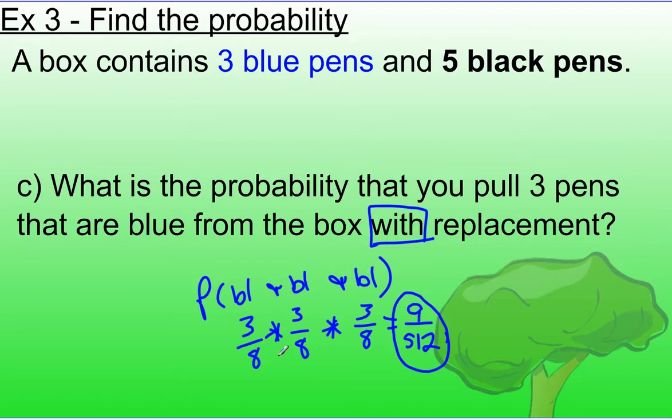So with replacement, it stays the same. Without replacement, you're reducing the number each time you pull it out and you do not replace it.